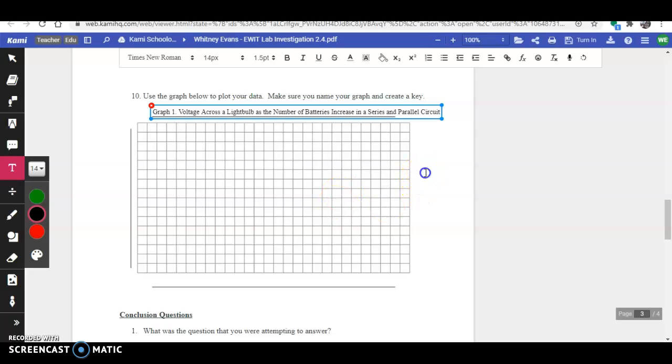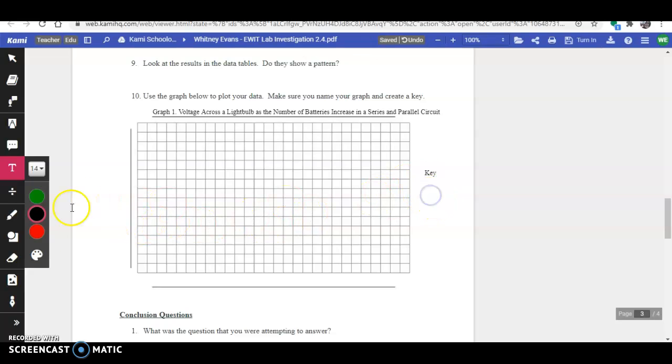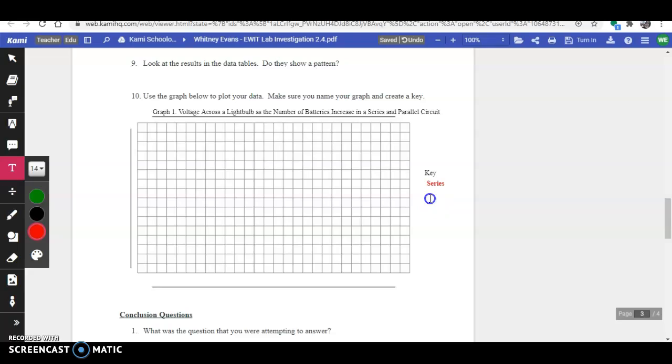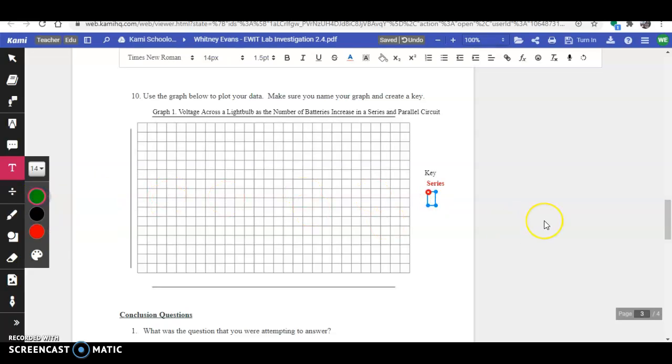Okay, and remember we need to have a key, so I'm going to put the key over here. Red is your series. So I'm going to type series in red, and I'm going to bold that so you can see it a little better. So series, and then parallel was in green. And bold that one too.